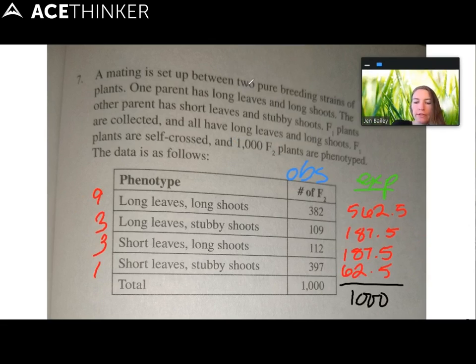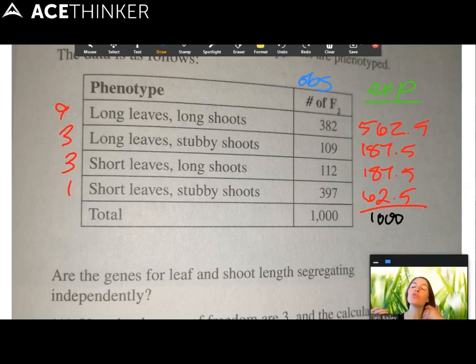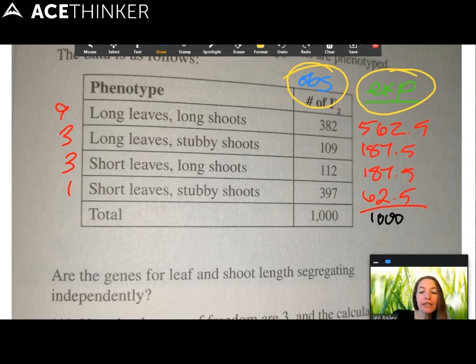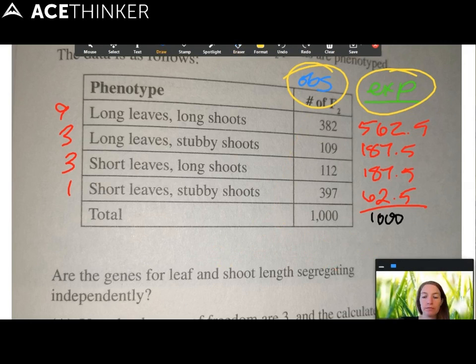to be 1,000. Okay, so at this point, it is really tempting to say, all right, I've got my observed, I've got my expected, I can plug those in to my chi-square formula and get my chi-square, degree of freedom table, find my critical value, compare it, and reject or accept my null hypothesis. But you're getting ahead of yourself if you do that, because we don't even have a null hypothesis yet. We have to make one.